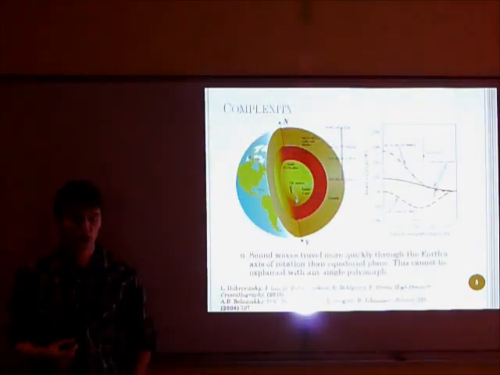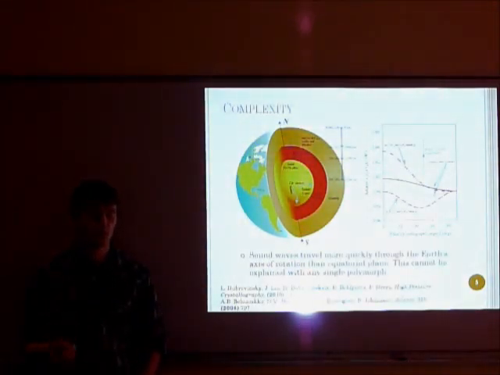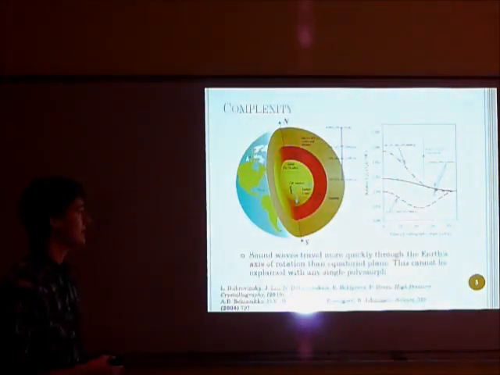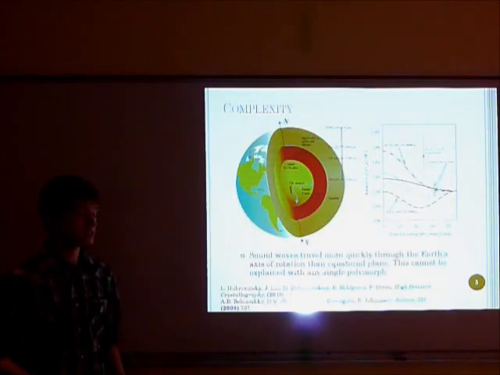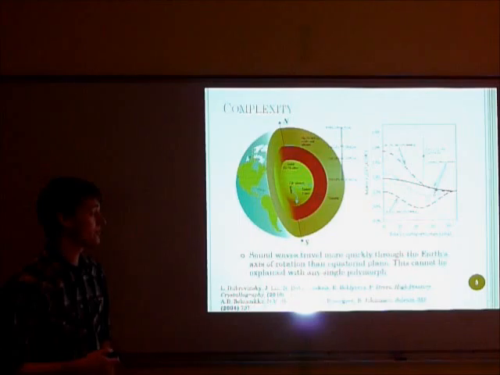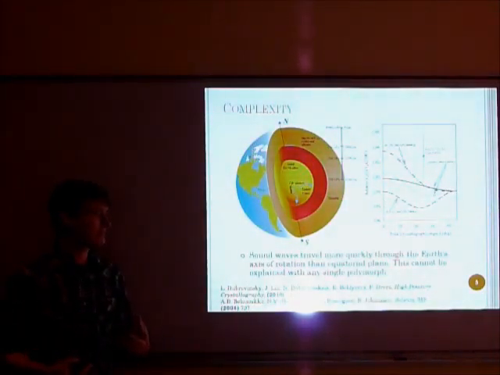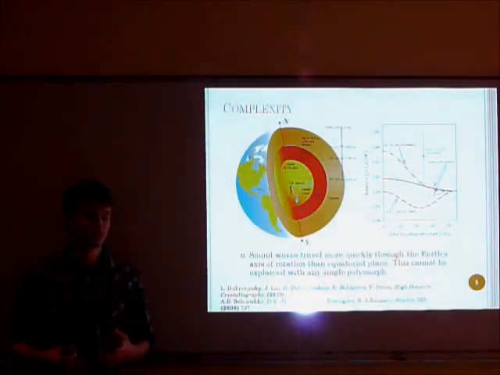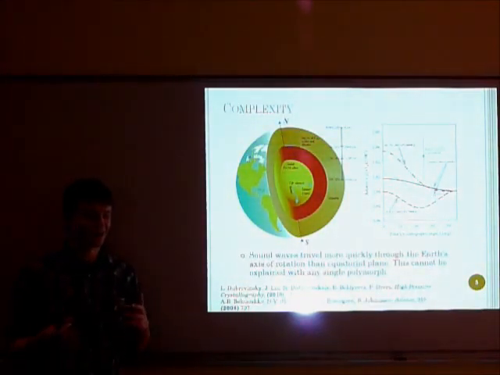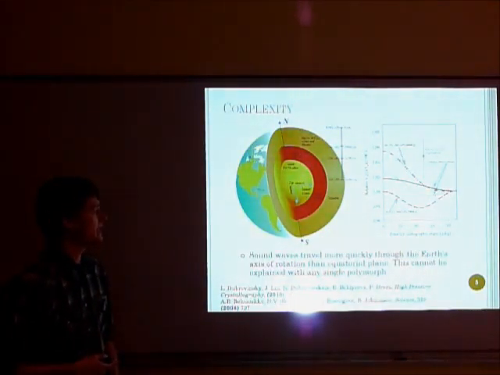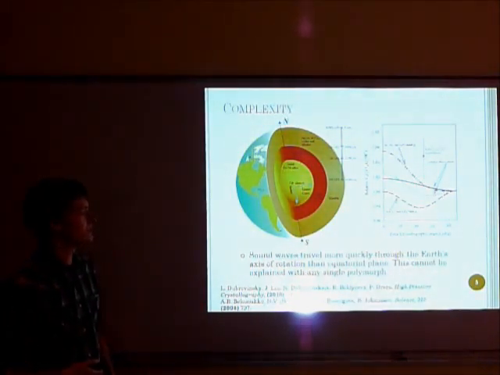On top of all this, Earth's inner core has proven to be complex. The more we find out about it, the more questions we really have. And one example of this complexity is seismic anisotropy. What does this mean? This means that sound waves travel more quickly along the Earth's axis of rotation than through the equatorial plane. And this really can't be explained by any single polymorph of iron. So the idea that the inner core is a perfect spherical body with a nice, perfect crystalline structure is really an oversimplification.